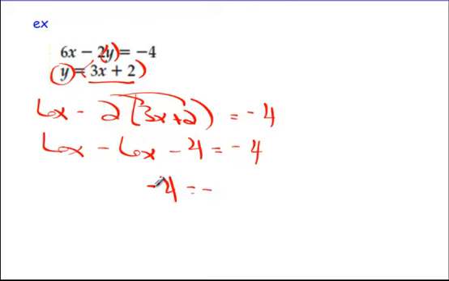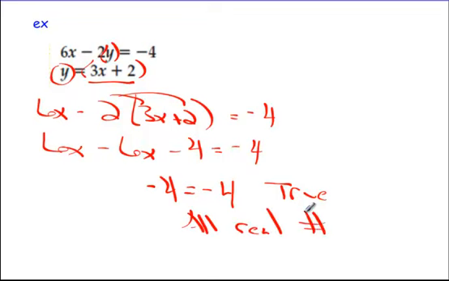So -4 equals -4. So is this true or false? Is -4 the same thing as -4? It's true. That means we have all real numbers. Remember the sign we're using for that? All real numbers. Okay. If it became a statement that was false, then there would be no solution. So we kind of cover both of those at the same time. So it does come out to be true.